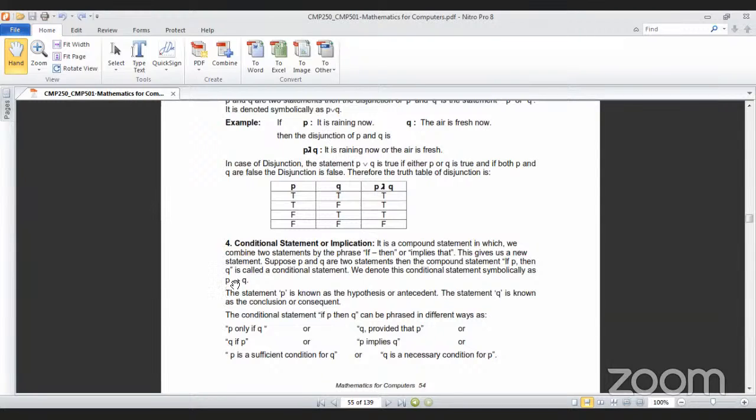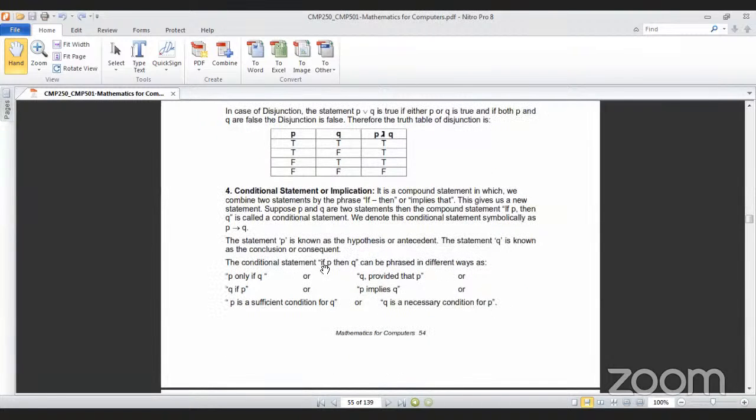After that, the conditional statement or implication. Now here, how do we read this statement? P implies Q. Now in this statement, there's one more thing. These statements start as: if P, then Q. See, if P, then Q. Or else there are many ways: P only if Q. Now see, sometimes people don't write in this form. They keep Q over here and P over here. So your P should be over here. P only if Q. Q provided that P. Q if P. P implies Q. P is a sufficient condition for Q.